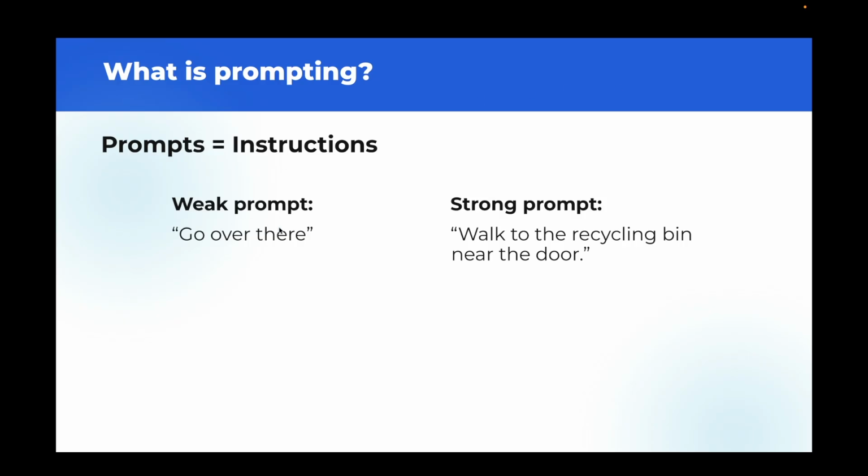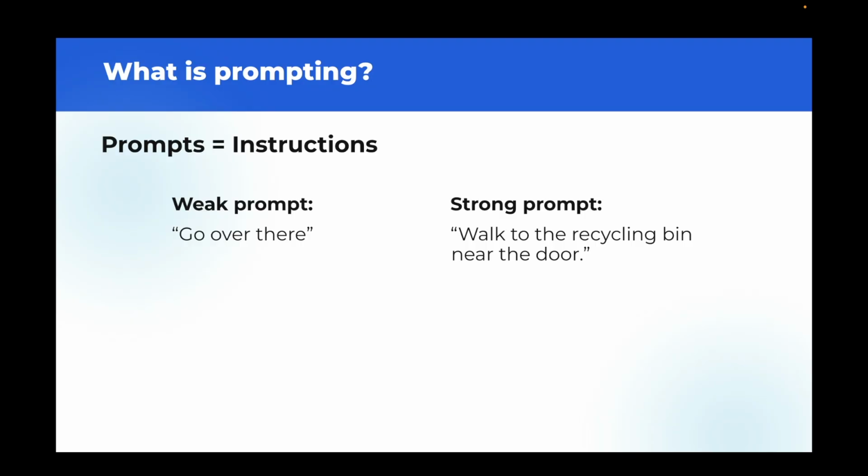We've got a weak prompt. This is not specific to AI. This is just a general piece of instructions, right? So if I'm talking to one of my students and I say, go over there, that's not very descriptive. I mean, maybe if I'm pointing, that's descriptive, but if the student isn't looking at me, then they're not going to understand. They're not going to know where to go. A stronger piece of instruction would be to say, walk to the recycling bin near the door. So think of prompting the same way. You can provide a small amount of a prompt, and you might get something similar to what you're looking for, but it would probably just be luck if you do.